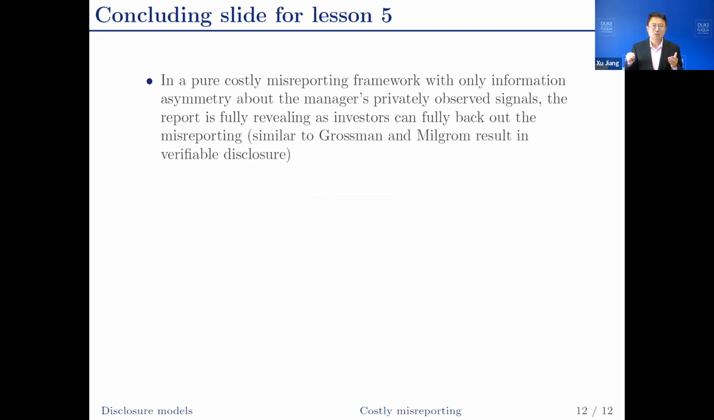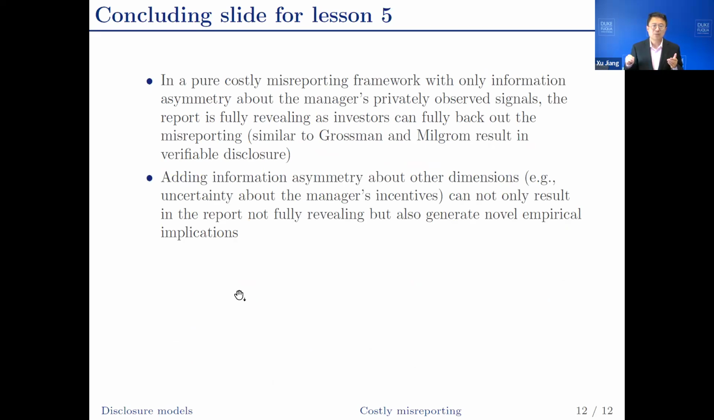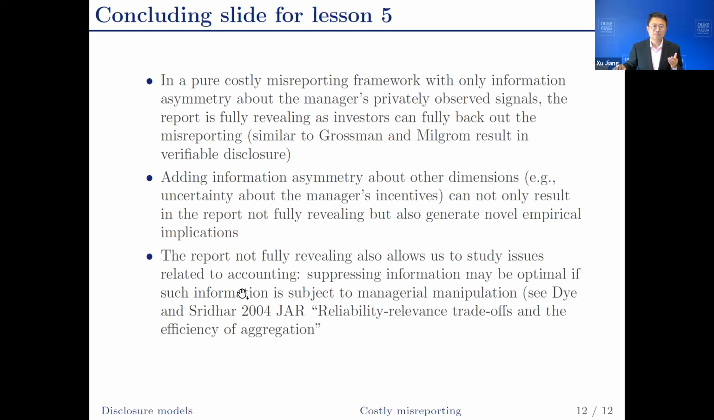It's similar to the Grossman-Milgrom results in the verifiable disclosure framework. However, if you add information asymmetry about other dimensions, for example, uncertainty about the manager's short-term price incentives as in Fischer and Verrecchia, it can not only result in the report not being fully revealing, but also generate novel empirical implications regarding how the earnings response coefficient varies with exogenous parameters. The report not being fully revealing also allows us to study issues related to accounting, because if a report is fully revealing, there isn't really any accounting issue that we can study.